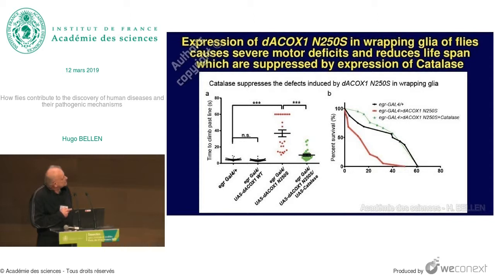Also, these flies, this is the wrapping glia marker, clearly become impaired in their motility. And again, this can be suppressed by expressing the catalase or putting the flies on N-acetylcysteine amide, which is a blood-brain barrier crossing antioxidant.